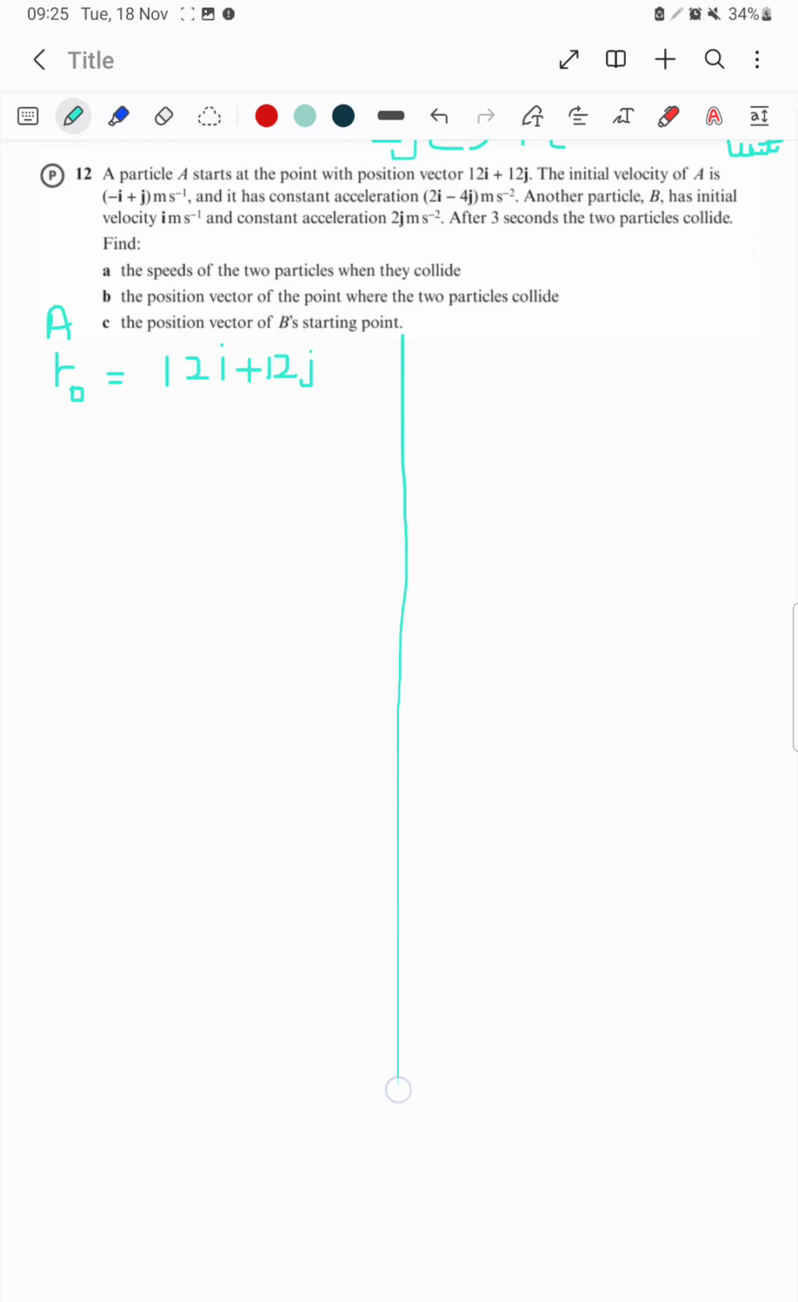And we have another particle, particle B. Here the initial velocity of the object is given as negative i plus j, and there is a constant acceleration. Because the velocity is not constant, I will not directly apply r is equal to r naught plus vt. The acceleration is given as 2i minus 4j. For the other particle B, its initial velocity is given as i, and its acceleration is given as 2j.